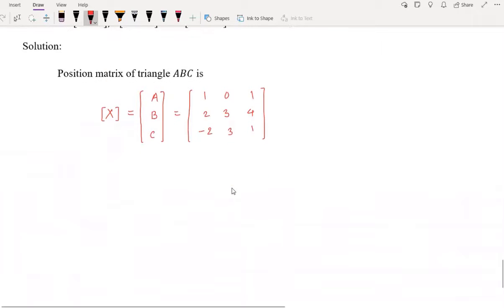Now after that we have to write the rotation. What is the transformation matrix given? Rotation about the y-axis through 90 degrees.